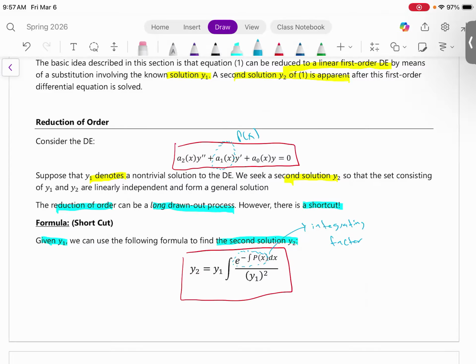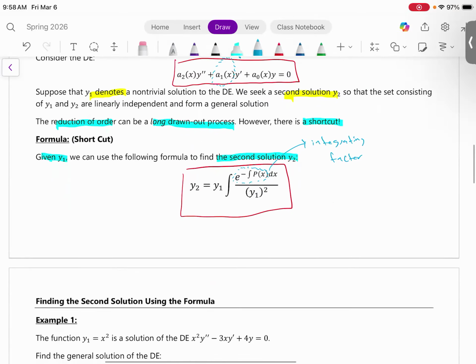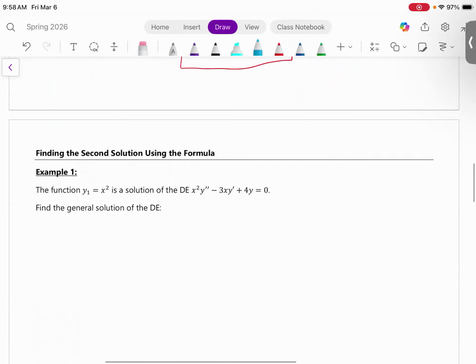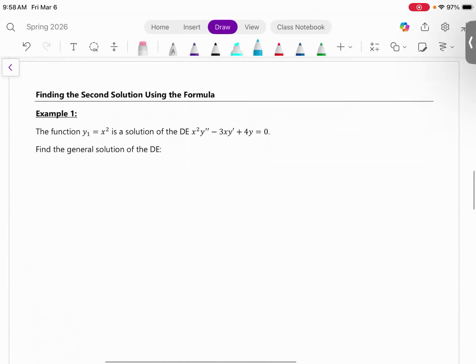Okay, so we have our reduction of order formula to get y2. Let's go ahead and try an example and see how this works. Finding a second solution using the reduction of order formula. For the function y1 equals x squared, that's our first solution of the differential equation x squared y double prime minus 3x y prime plus 4y equals 0, we want to find the general solution of the differential equation.